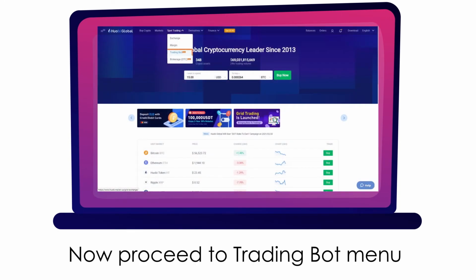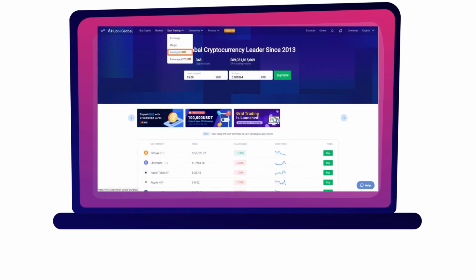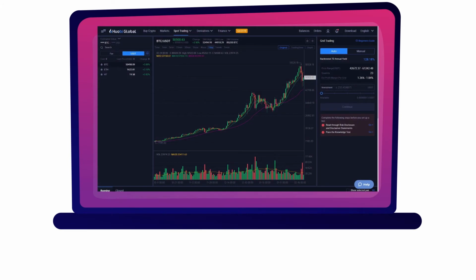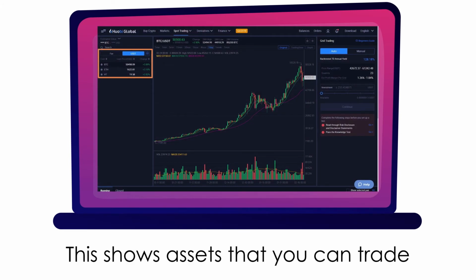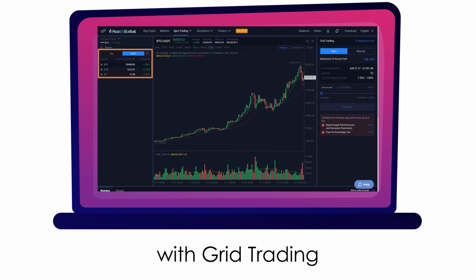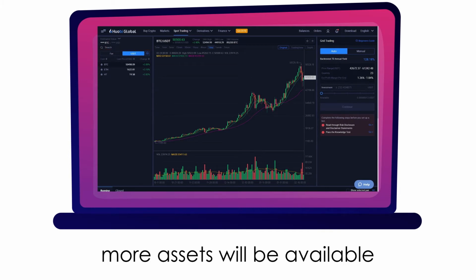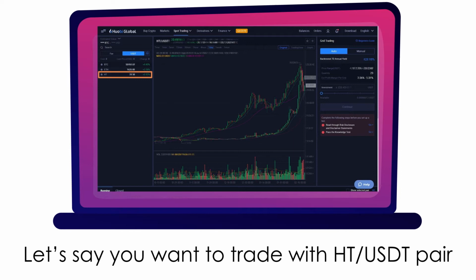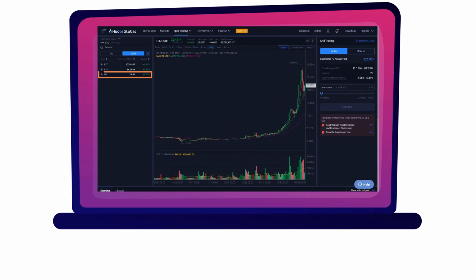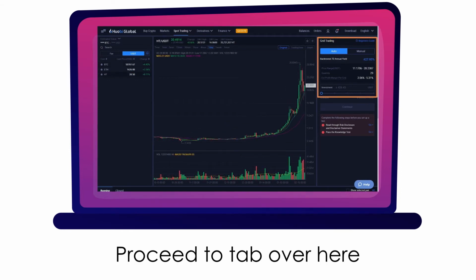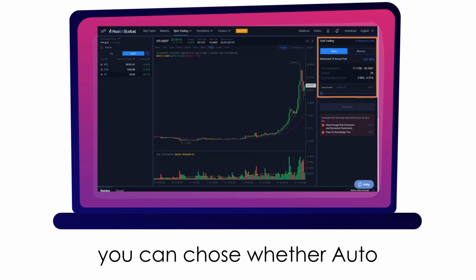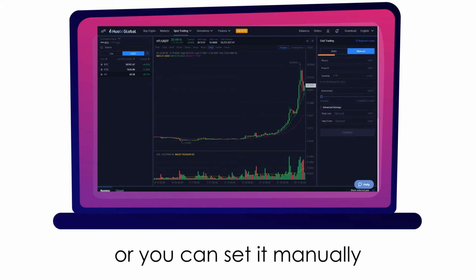Now proceed to the bot trading menu. This shows the assets that you can trade with grid trading. More assets will be available. Let's say you want to trade with the HT/USDT pair. Proceed to the tab over here. You can choose whether auto or you can set it manually.